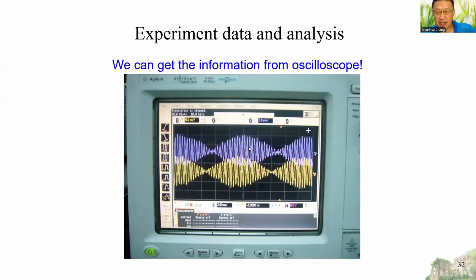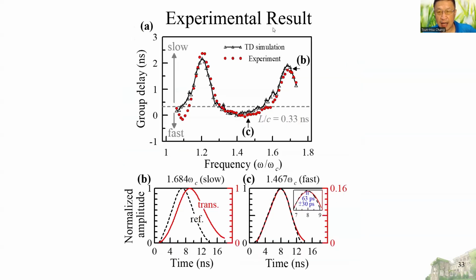Okay, so here is the experimental result. We have multiple poles, and we can measure the group delay from the wave packet. This is the group delay, and this is the frequency, but it's the normalized frequency. The experimental result is the red dots, and the open triangle with solid line is the time domain simulation. As we expected, that agrees quite well. For a length of 10 centimeters, the total delay should be 0.33 nanosecond, roughly about here.